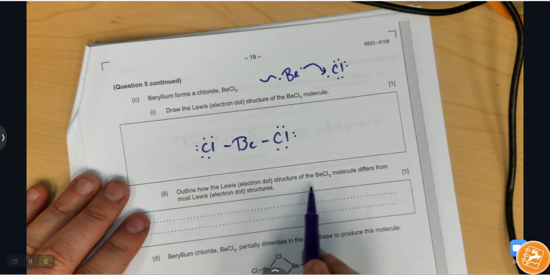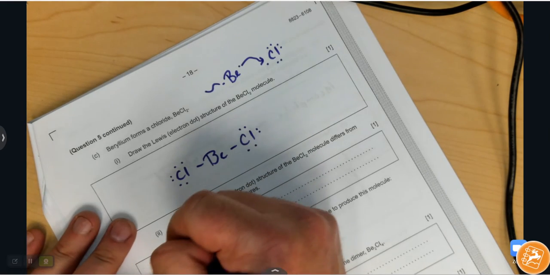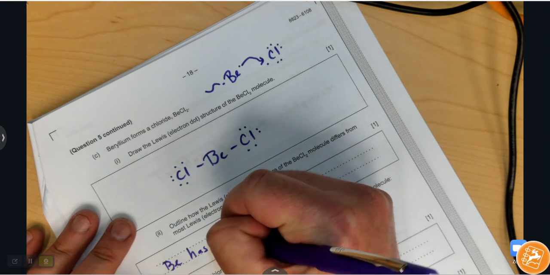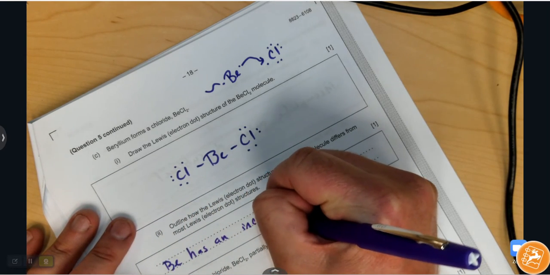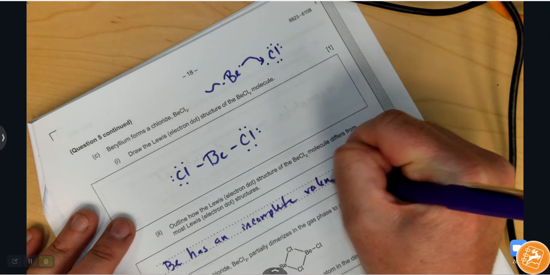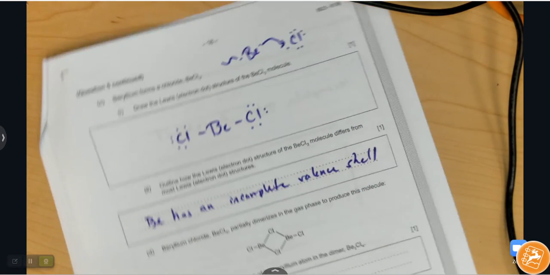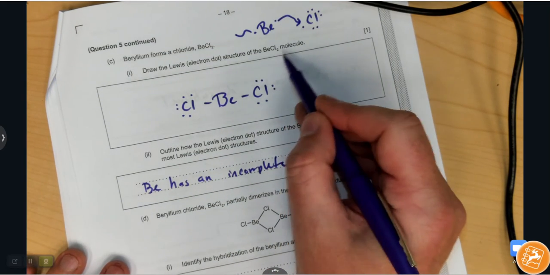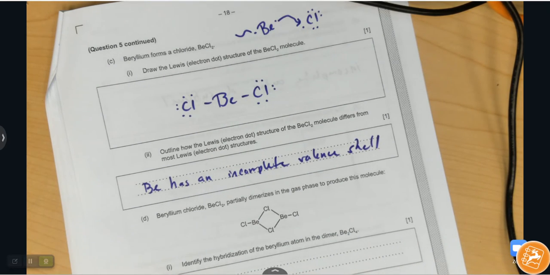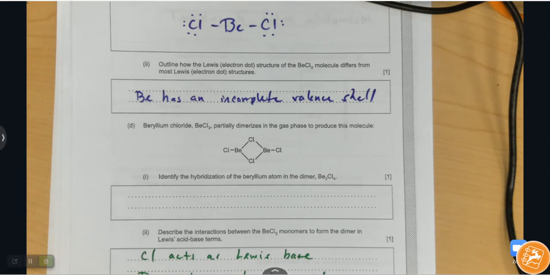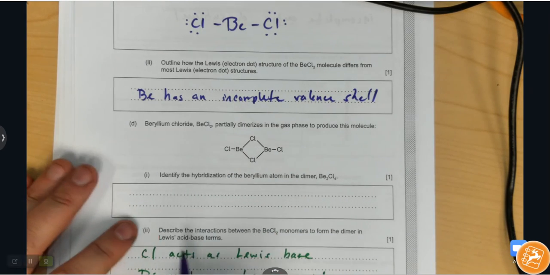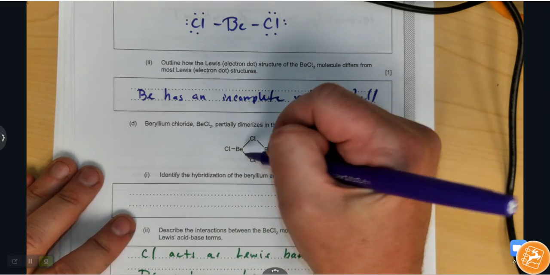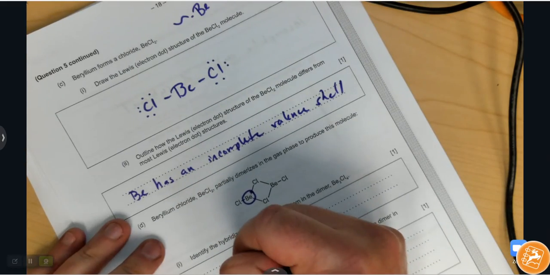Outline how the Lewis structure differs from most. I would say that beryllium has an incomplete valence shell. Because beryllium wants 8, just like anybody, right? It typically loses electrons being a metal, but it's sharing them here. So, all right, beryllium chloride partially dimerizes, which means they combine to produce this molecule. Identify the hybridization of the beryllium. Oh, there's 3 domains around it, so that makes it sp2. Easy peasy.